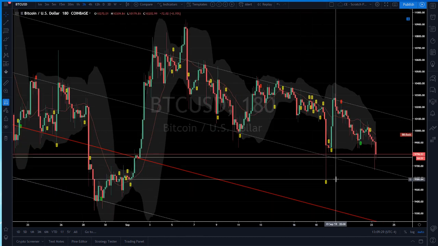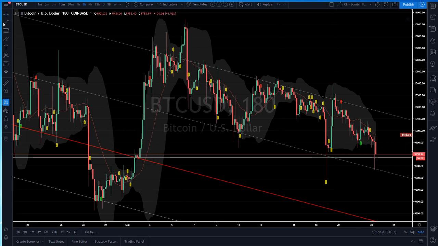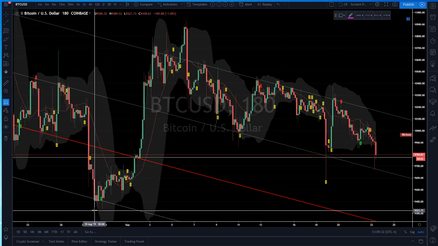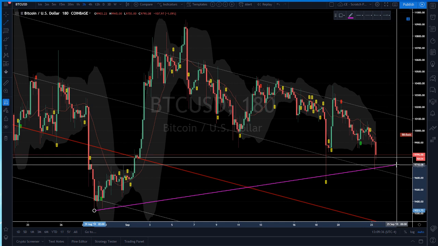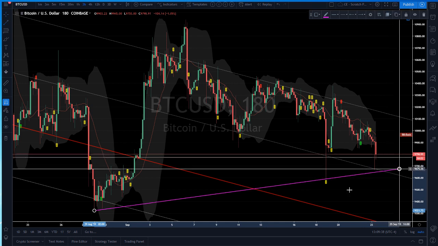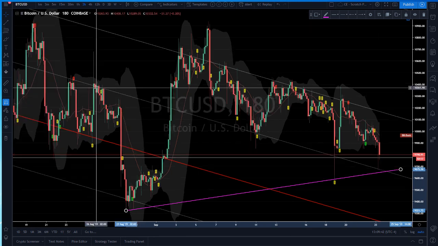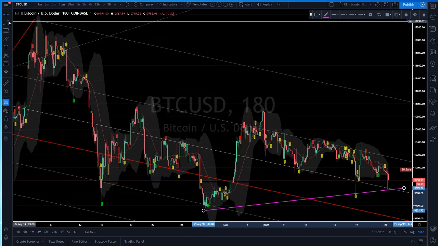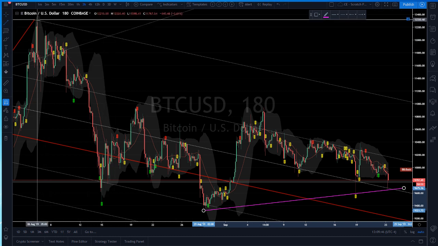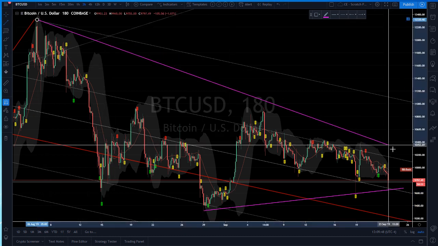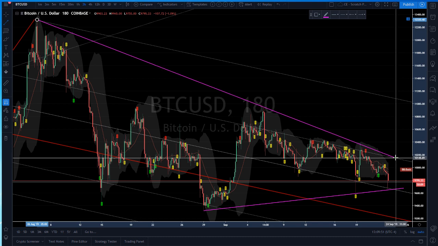We haven't taken out this low, which is pretty decent. So if I want to put a trend line on this, we'll show that we're still above this trend line. We haven't broken below it. On the flip side, we can also take a look at this from a descending trend line. We are also consolidating here as well.